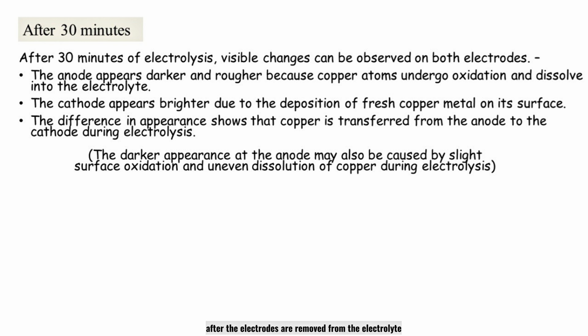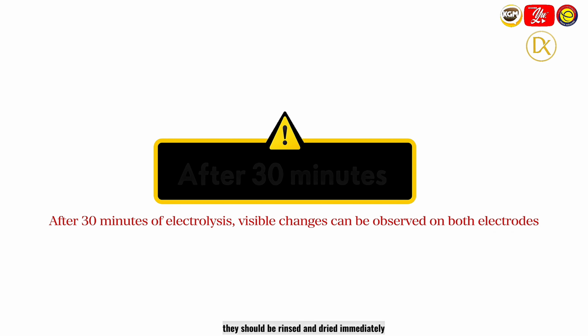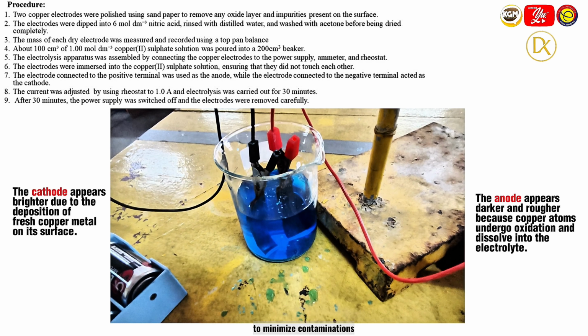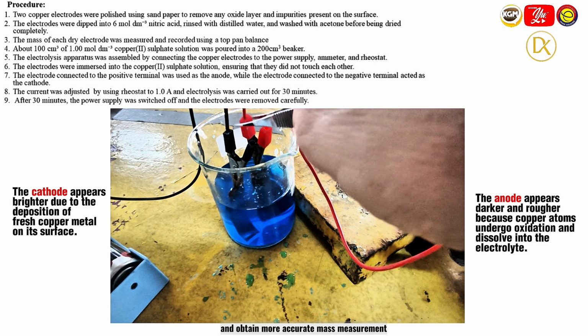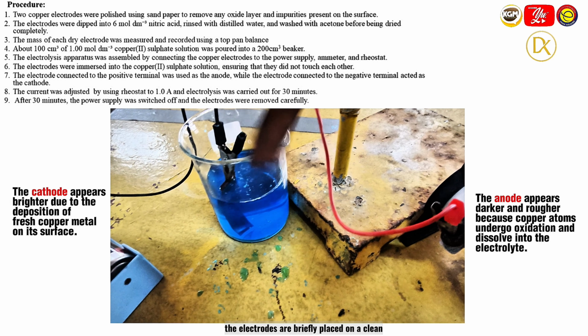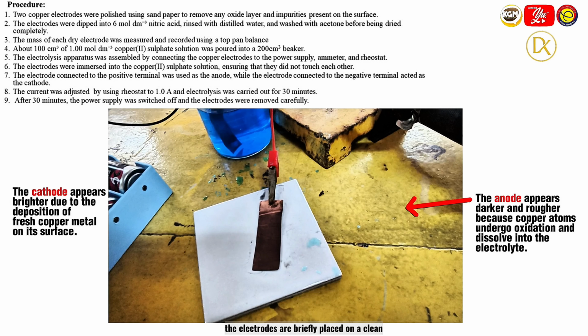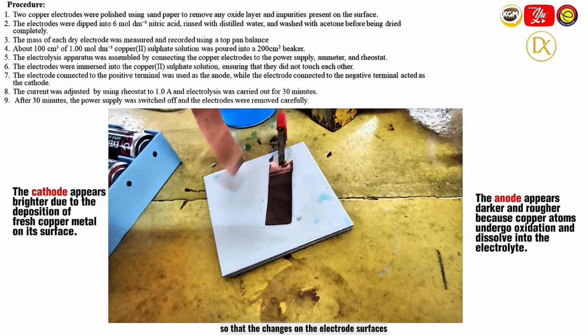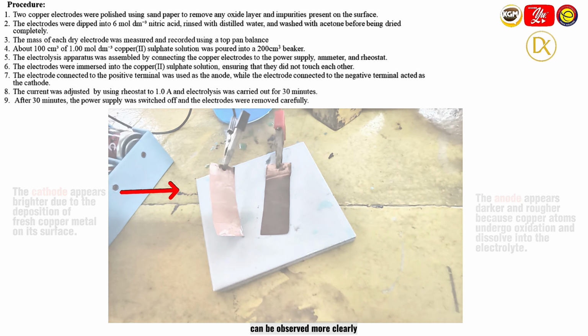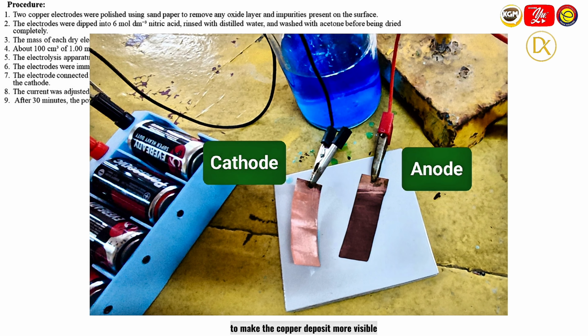Normally, after the electrodes are removed from the electrolyte, they should be rinsed and dried immediately to minimize contamination and obtain more accurate mass measurements. In these demonstrations, the electrodes are briefly placed on a clean white towel so that the changes on the electrode surfaces can be observed more clearly. The white background helps to make the copper deposit more visible.